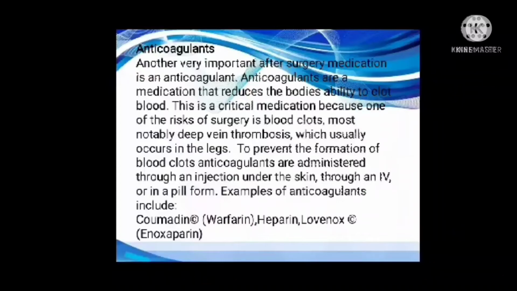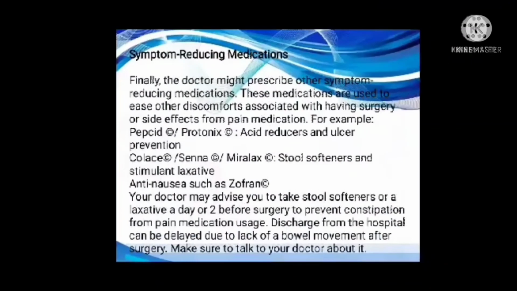A blood clot is a seal formed by blood to stop wound bleeding. Anticoagulants can be given in the form of an injection under the skin or through pills. Common examples of anticoagulants that are prescribed after surgery are heparin and Lovenox.